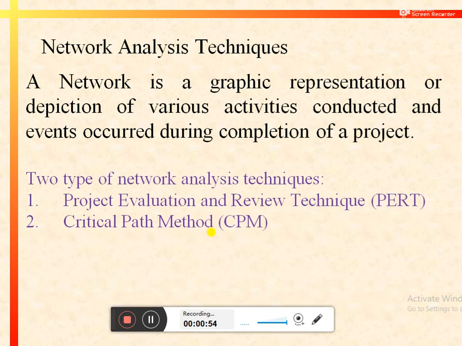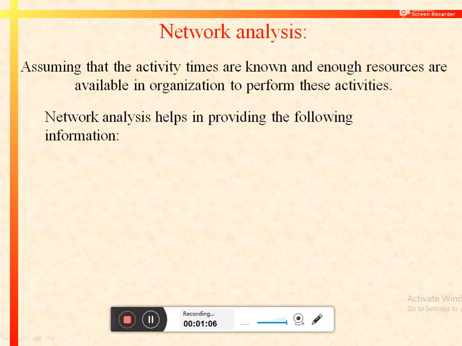Basically there are two types of network analysis techniques that we use in management science. These are project evaluation and review technique and critical path method technique. A network that we draw for a particular project can provide us very vital information for decision making. Assuming that the activity times are known and enough resources are available in the organization to perform these activities, we can draw very important information by analyzing the network of the activities.